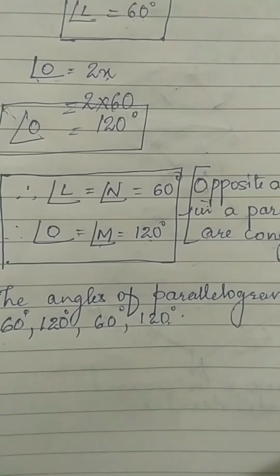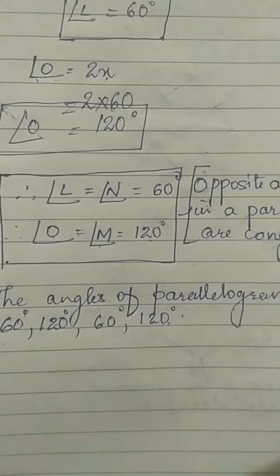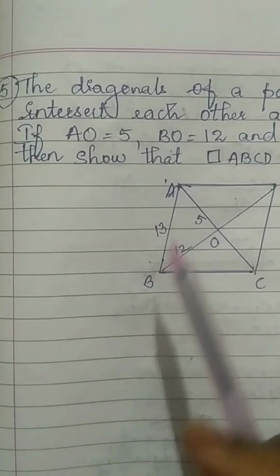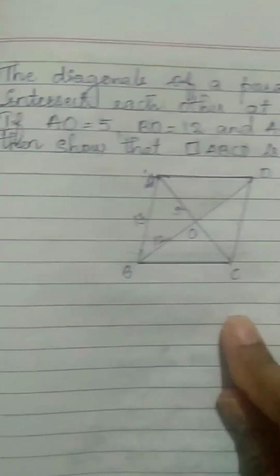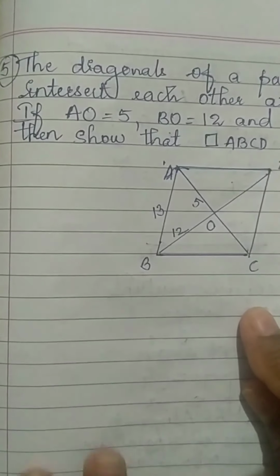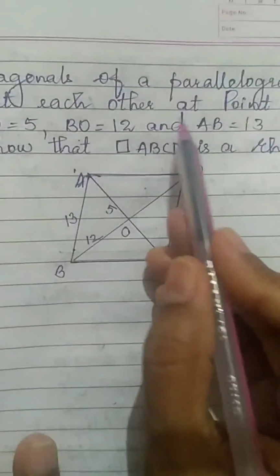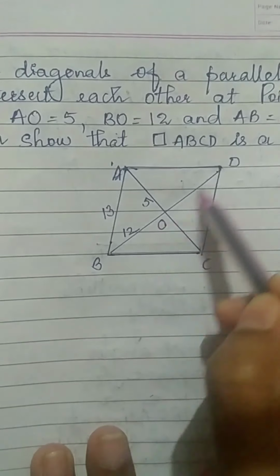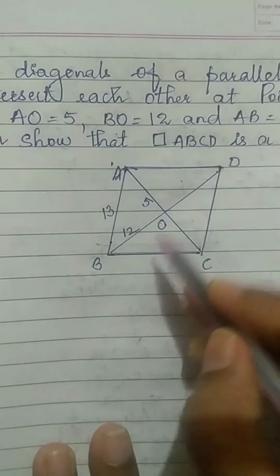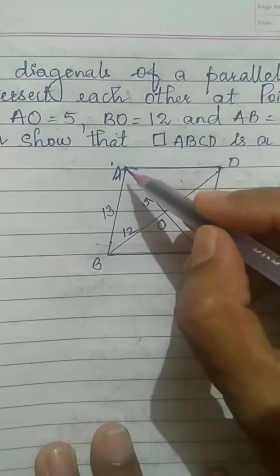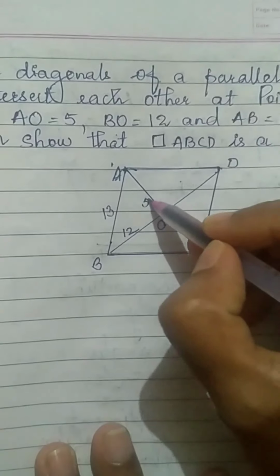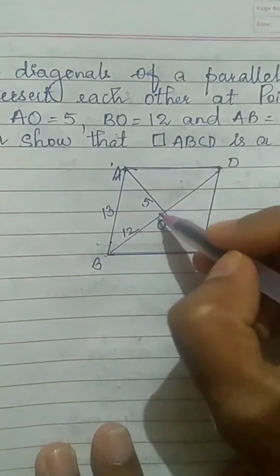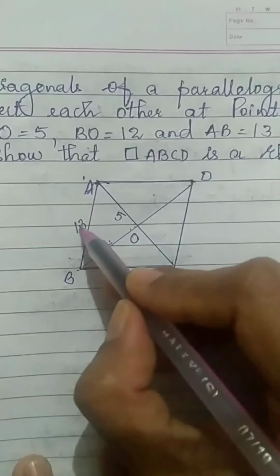Okay, so that sum was very easy. Now let's move on to the fifth sum. The fifth question is, the diagonals of a parallelogram intersect each other at point O. So you can see diagonal AC and diagonal BD intersecting at point O. From the figure itself we can make out AO is given as 5, BO is given as 12. Okay, AB is equal to 13.